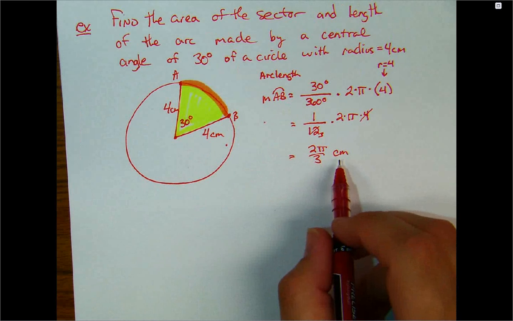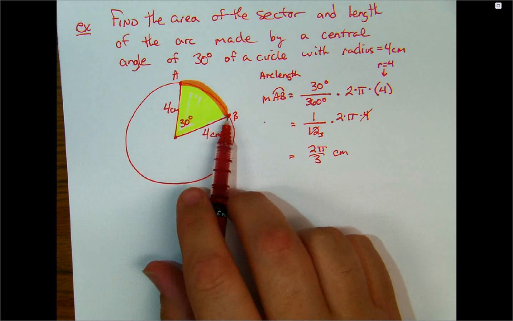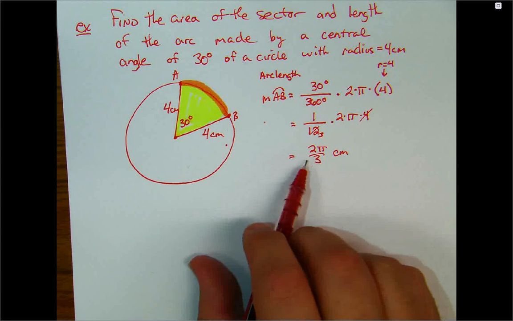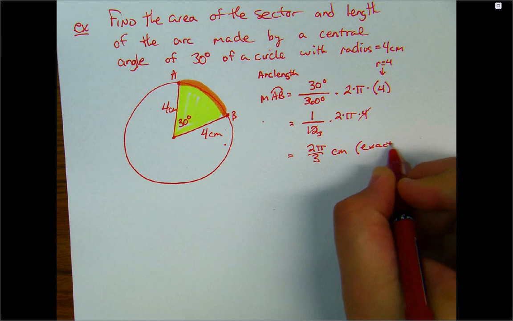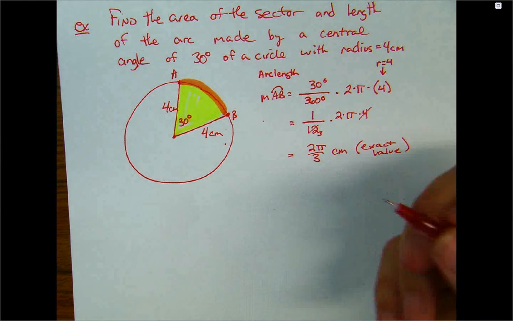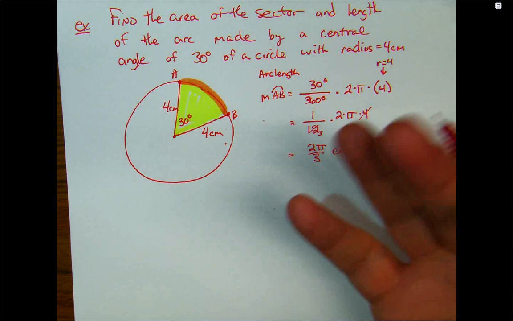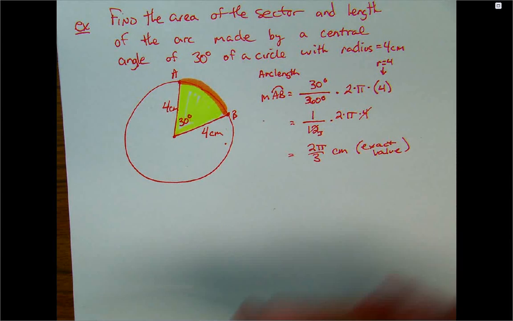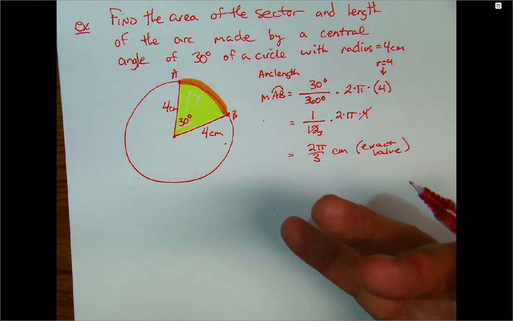So if we measured that, this is the exact value. If we used an estimate for pi, like 3.14 or 22 over 7, one of those, then we would have something that's not as accurate, but this is going to be 100% accurate.